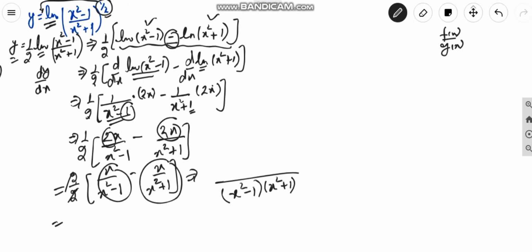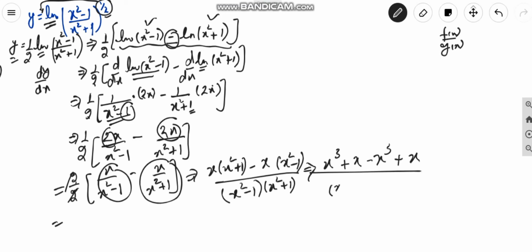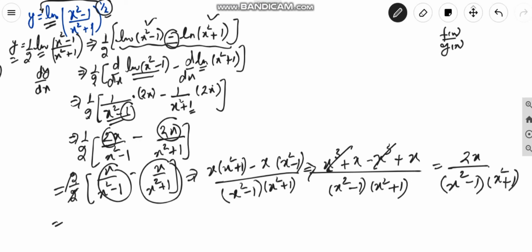Here it becomes x into (x square plus 1) minus x into (x square minus 1). It's so simple. So write x cube plus x minus x cube plus again x, and in the denominator x square minus 1 and x square plus 1. x cube cancels with x cube, and our answer is 2x over (x square minus 1) into (x square plus 1). It was a little bit lengthy, but not difficult. It's too easy, so just try it.